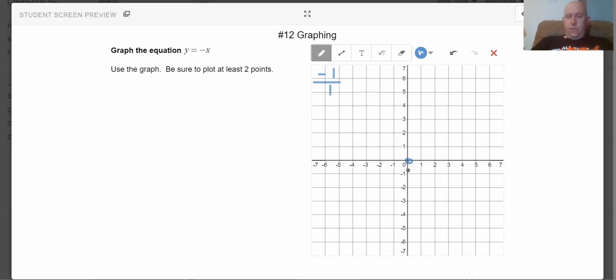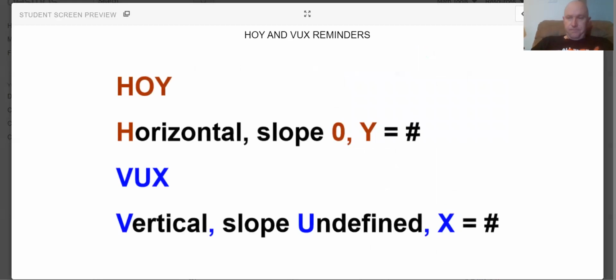So a rise of negative 1 means I go down 1, right one, down one, right one, down one, right one, and so on. As you're doing this, you can see that it's negative slope because it says negative x. Just make sure that this line that you are drawing is negative just to confirm that you've done this the correct way. And you can see that that's true for this.